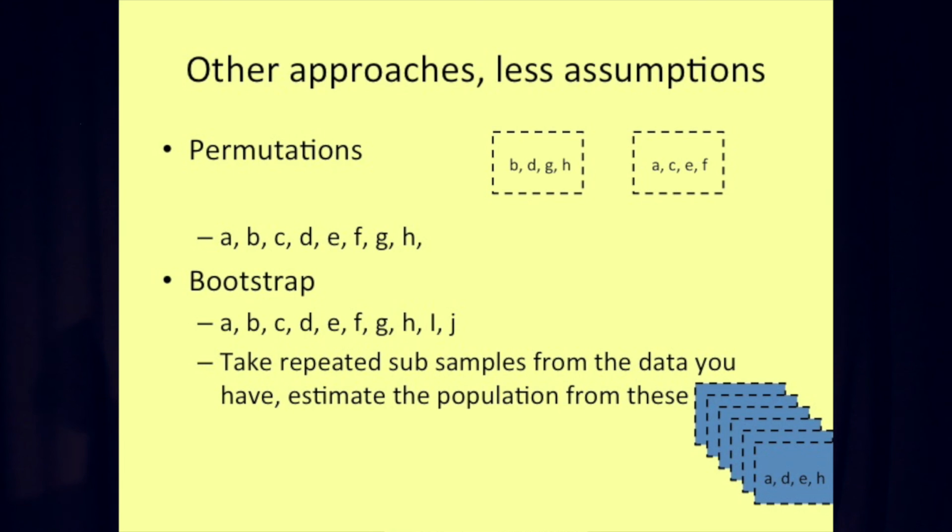For slightly larger samples, the bootstrap method consists of taking a number of values in your sample and taking repeated subsamples from those. So subsample 1, 2, 3, 4, 5, and so on, to give you ultimately an estimate of the population that doesn't require any assumptions about the shape of the distribution.